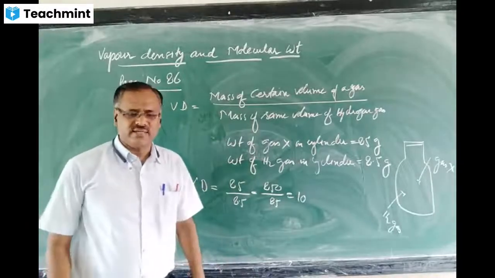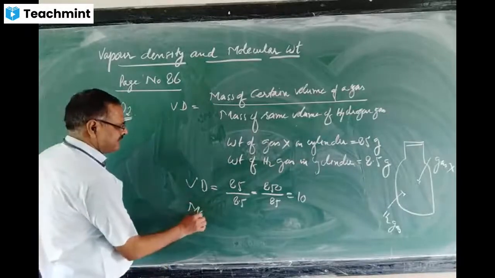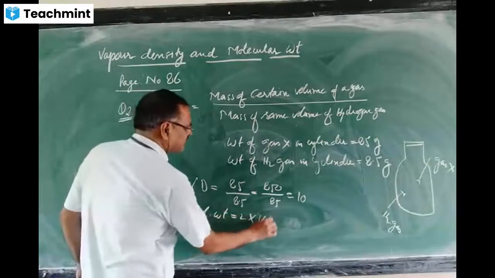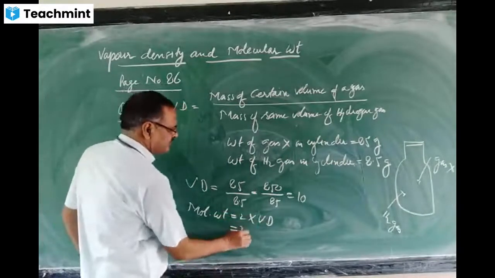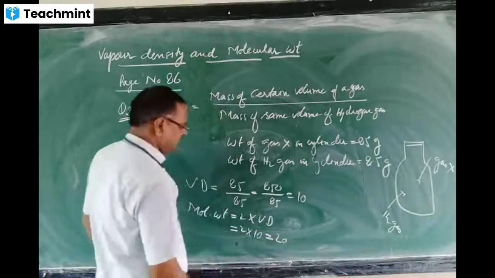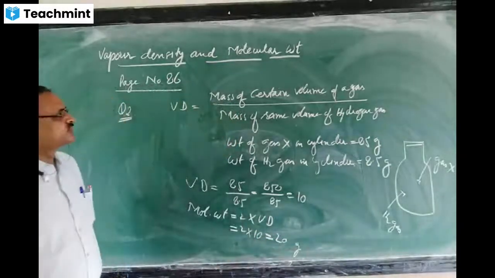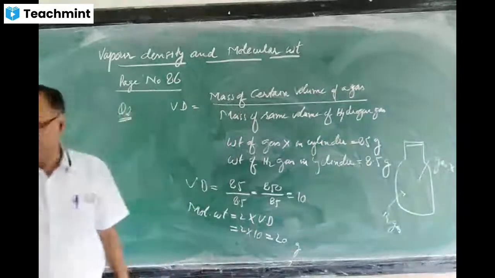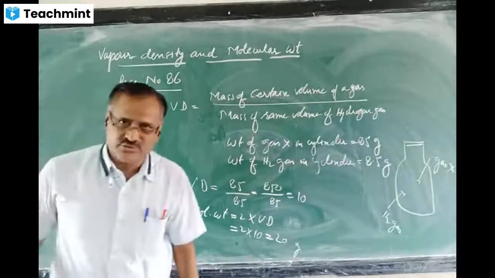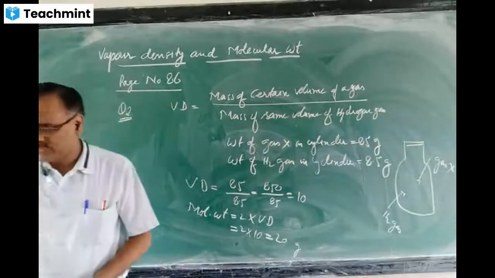Now it is asked to calculate the molecular weight. We have studied the relationship that molecular weight is equal to 2 into vapor density. Then 2 into 10, you get 20. So this is the molecular weight of gas X. Such questions, even if given as additional questions, are asked in the board paper. So it is necessary to solve such questions.